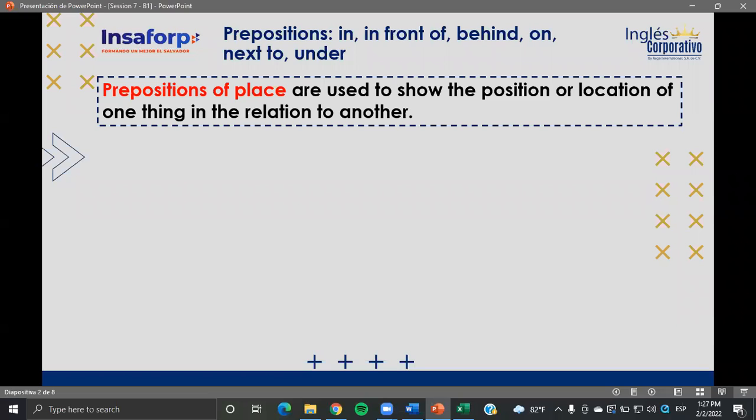All right. So we'll say, okay, the computer is on the desk, right? The books are in the backpack. You can say, the door is next to me. The door is next to me. Okay. So we say positions.